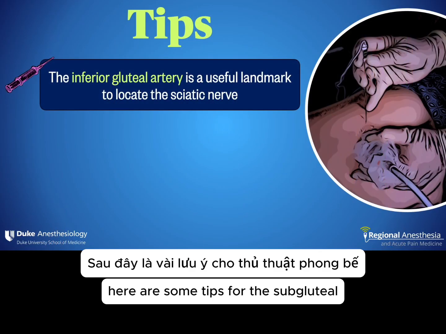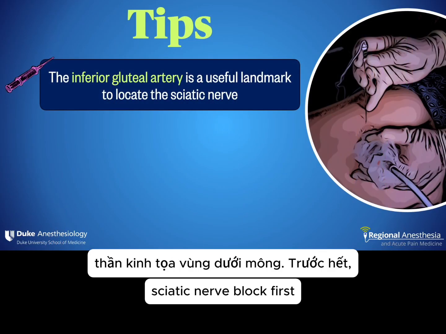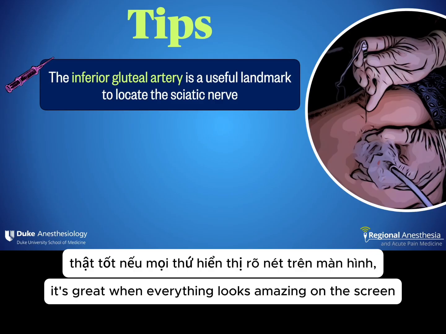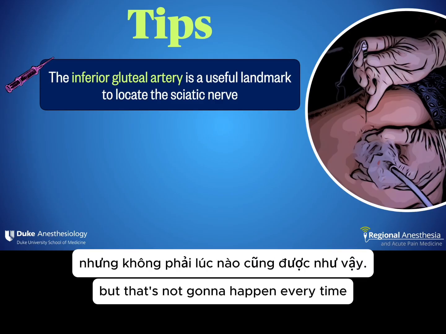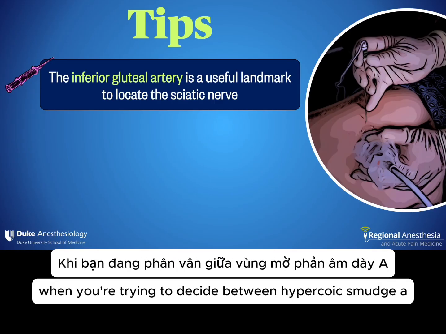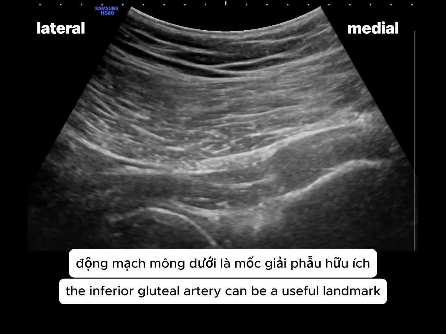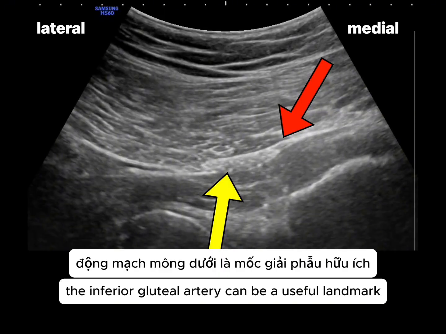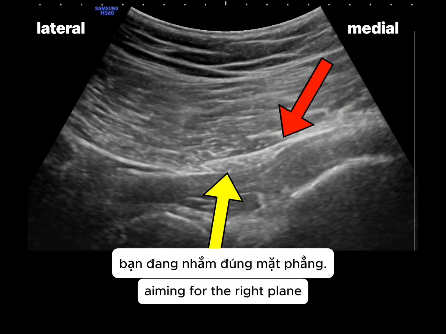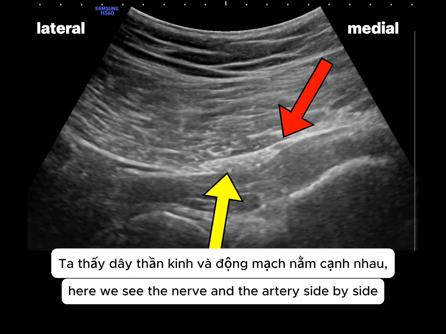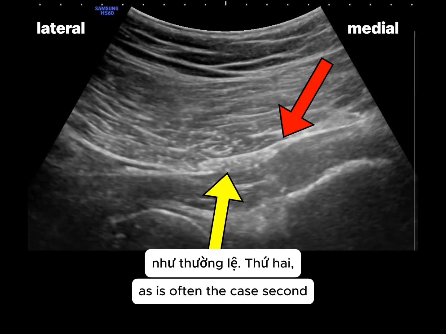Here are some tips for the subgluteal sciatic nerve block. First, it's great when everything looks amazing on the screen, but that's not going to happen every time. When you're trying to decide between hyperechoic smudge A and hyperechoic smudge B, the inferior gluteal artery can be a useful landmark to ensure that you're at least aiming for the right plane. Here we see the nerve and the artery side by side, as is often the case.